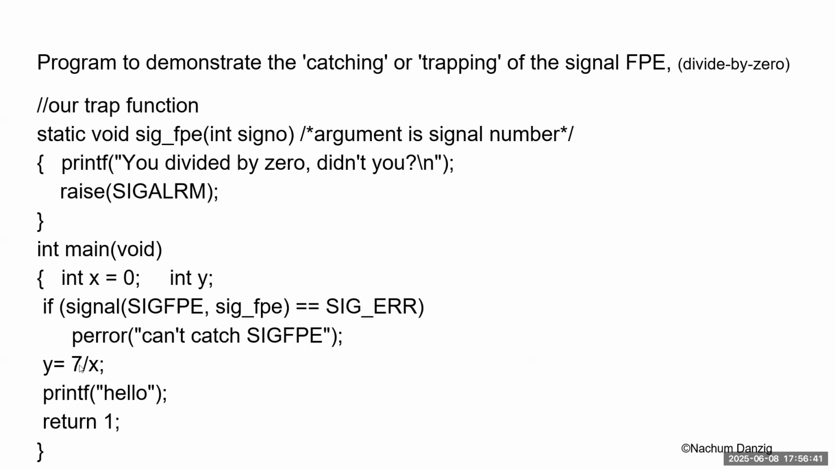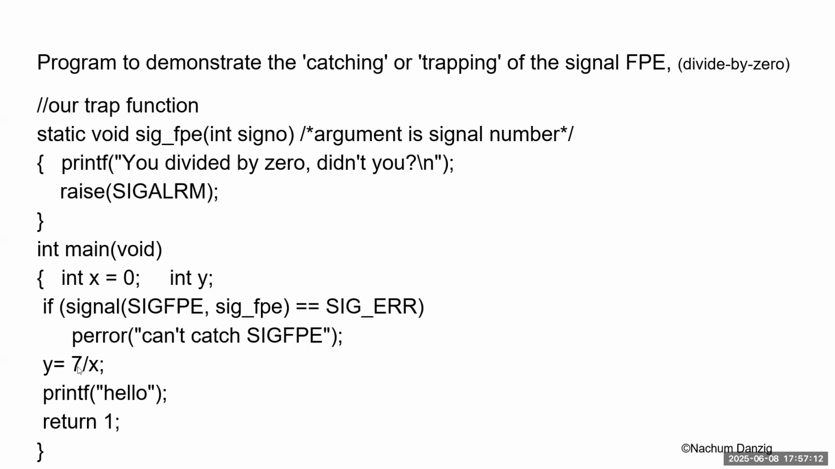When I divide by 0, first of all, this will pass. If I wrote 7 divided by 0, it wouldn't compile. But written this way, it'll compile, but it'll give me a runtime error. That error will actually generate a signal. Which signal? The FPE signal. What does FPE stand for? Floating point exception, because when you divide by 0, you get a floating point exception. So I generated that signal without sending it, just by dividing by 0.